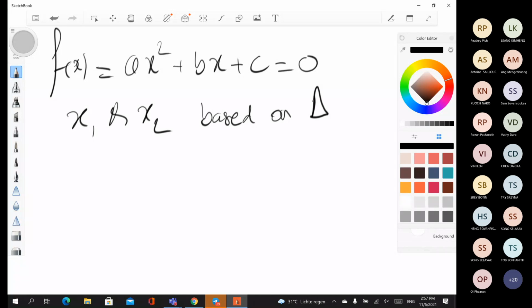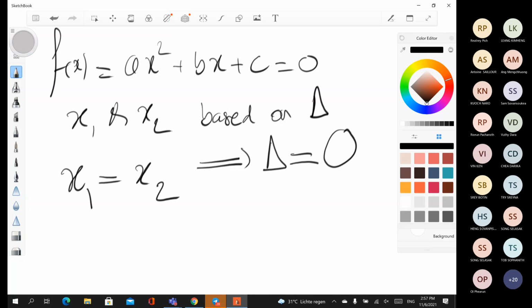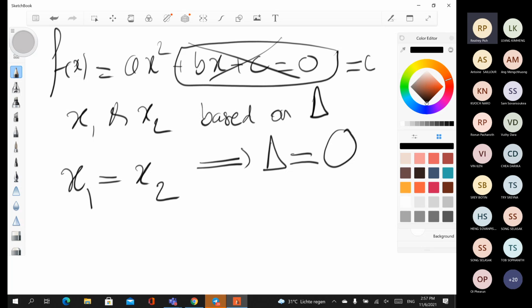So based on the discriminant, in case our friend asks if x1 equals x2, it means that our discriminant equals what? 0, right? So in this case, I just eliminate this one. Sorry, equal to 0. So it means that in our equation we have ax squared equal to 0, our x equals 0 here. So what is the slope value?